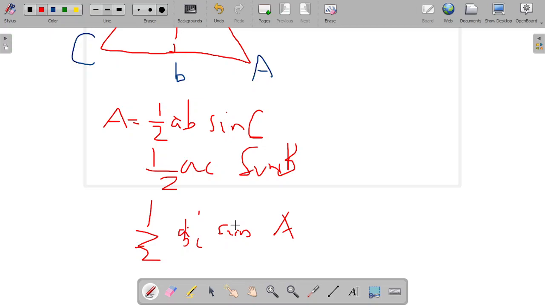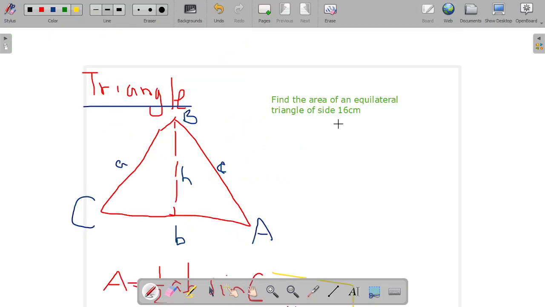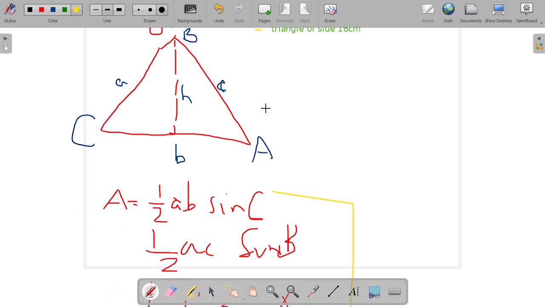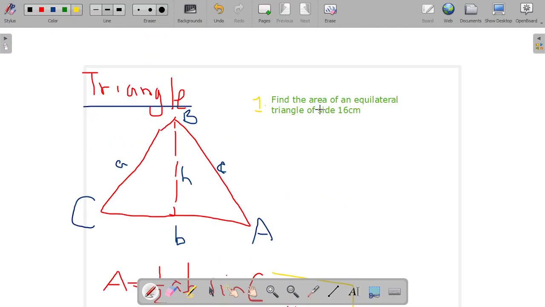What does that imply? If the triangle is inclined at an angle, we can easily get the area of the triangle by making use of any of these methods. So we are going to be demonstrating that here, and in this question we are going to be using two formulas to calculate it. So now let's make use of this formula first. Now we have to find the area of an equilateral triangle of side 16 centimeters. And here is a diagram of an equilateral triangle.